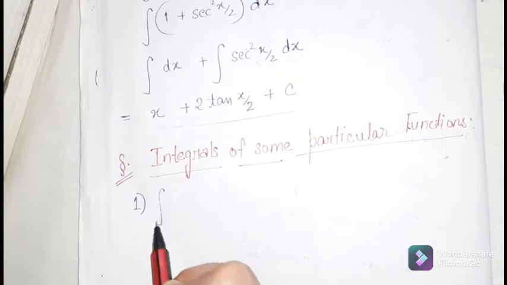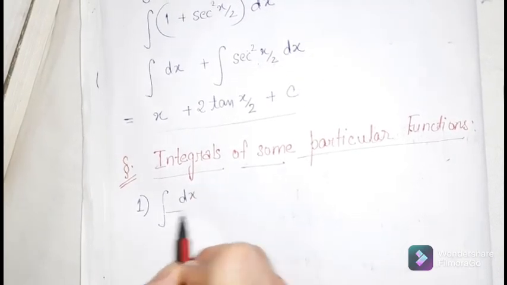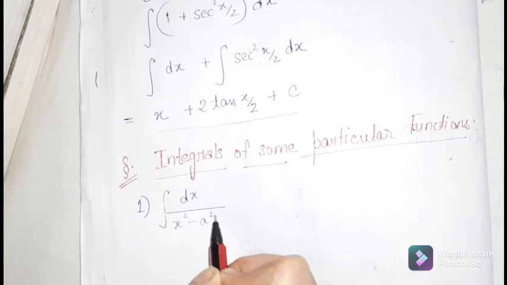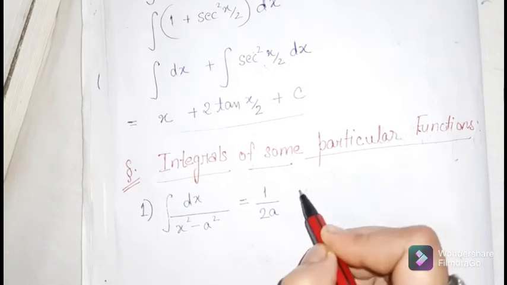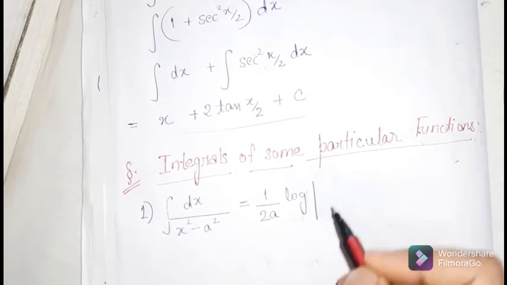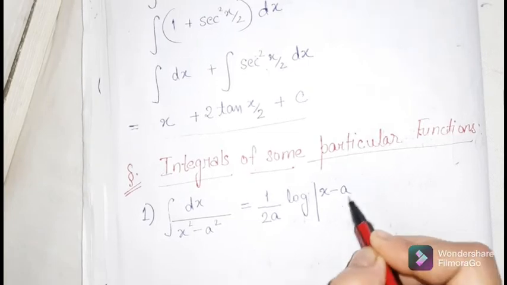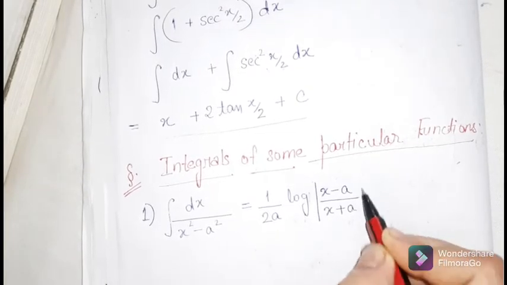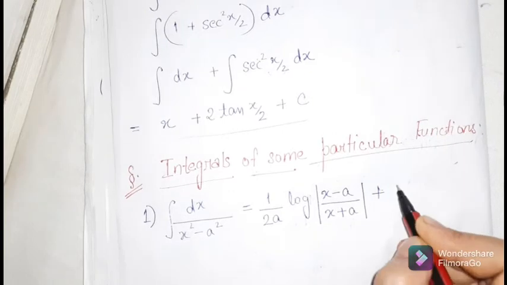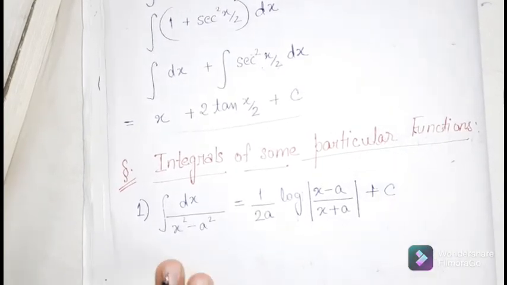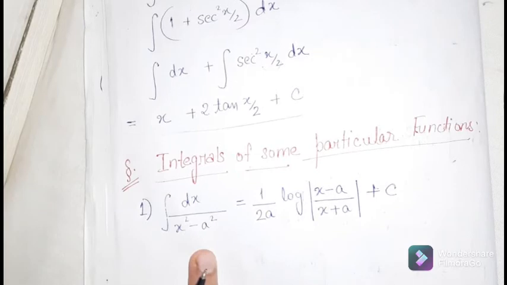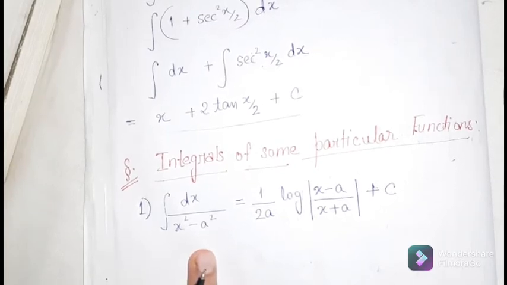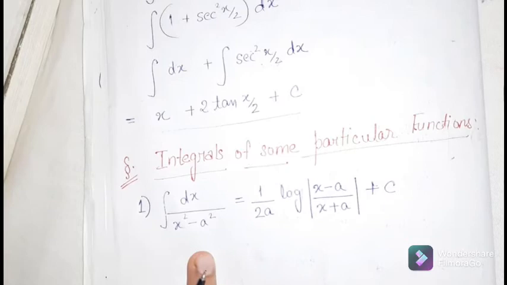Integration of dx by x square minus a square is equal to 1 by 2a log of x minus a by x plus a plus c. So this is one standard formula. Whenever you have this form, dx by x square minus a square, where a is any constant, this is equal to 1 by 2a log mod of x minus a by x plus a.